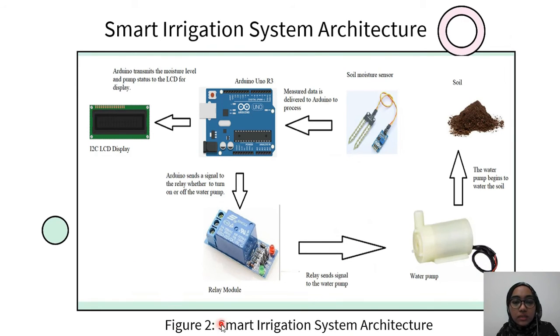Figure 2 is the smart irrigation system architecture. This system starts with the soil moisture sensor. Measured data is delivered to the Arduino to process. Arduino sends a signal to the relay whether to turn the water pump on or off, and at the same time, Arduino transmits the moisture level and pump status to the LCD for display. The relay sends a signal to the water pump, and the water pump begins to water the soil.